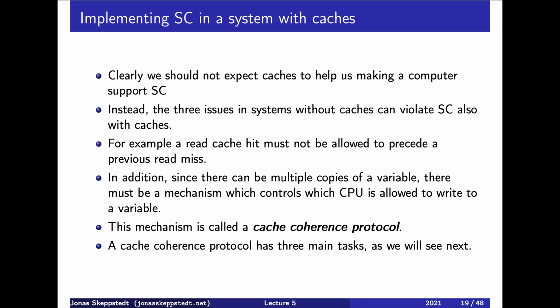Another issue is that if there are multiple CPUs that have accessed a variable, then there can be multiple copies of that variable. And if one of the CPUs all of a sudden wants to modify that variable, there must be some form of control which makes it so that only one of them is allowed to modify the variable at a time. Okay, and there is a mechanism which is called the cache coherence protocol.